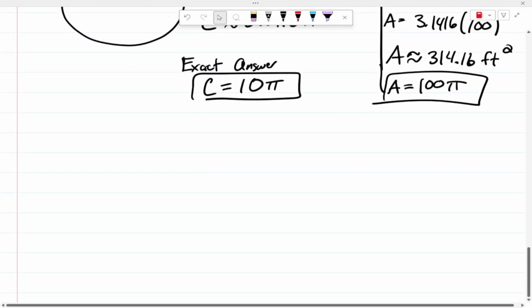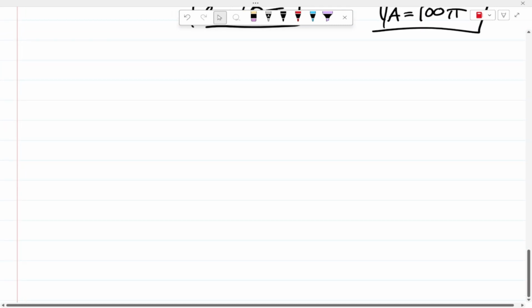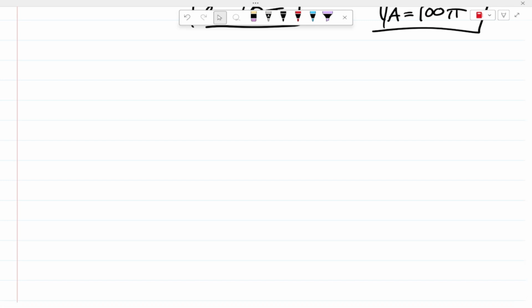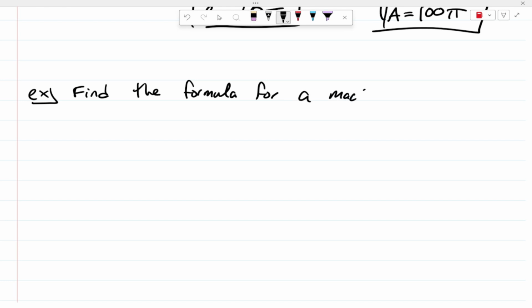Okay, for the next example, I'm going to take it from your book, but I'm going to draw it a little bit different than your book has, because it makes a little bit more sense when you see the whole picture. At least for me, it did. All right. So here's the example here. What we want to do is we want to find the formula for a machine part with a quarter circle removed.